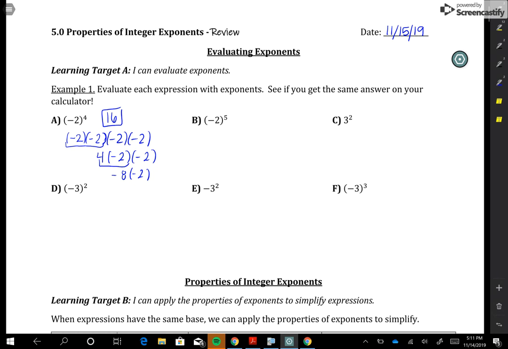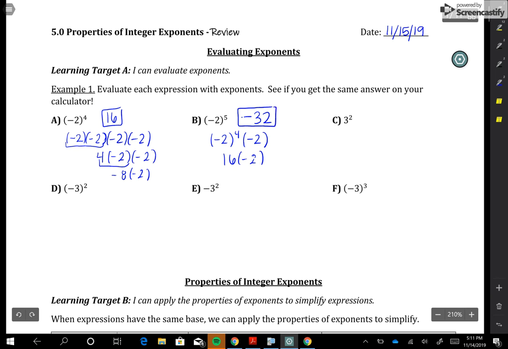Okay, letter B is -2 to the 5th power. Well, we just found -2 to the 4th power, so we already know that. We could just take -2 to the 4th power times another -2, right? That would be 5 times. We could use what we got for -2 to the 4th power, which was 16, and multiply that times -2, and that would be -32.